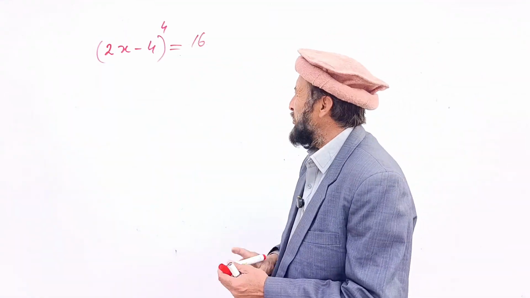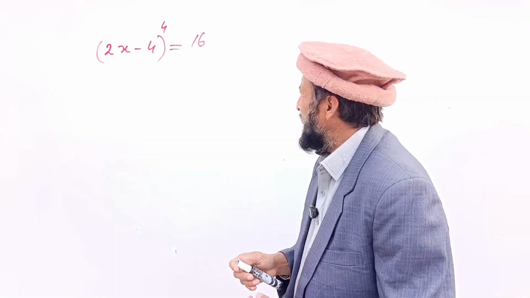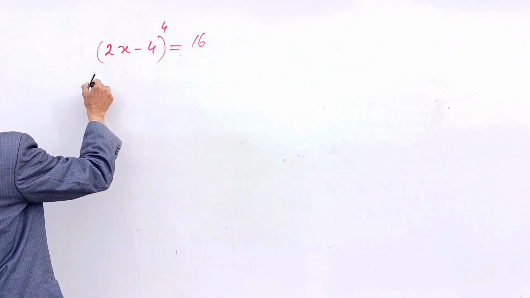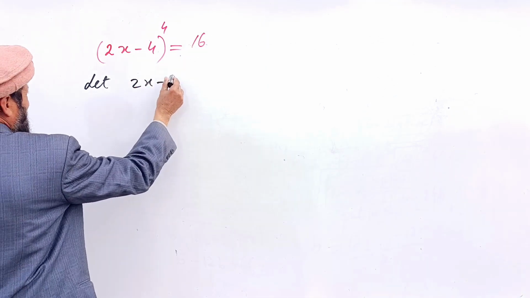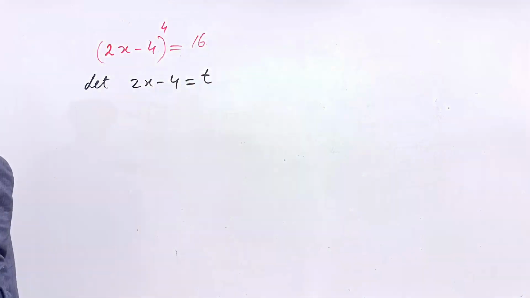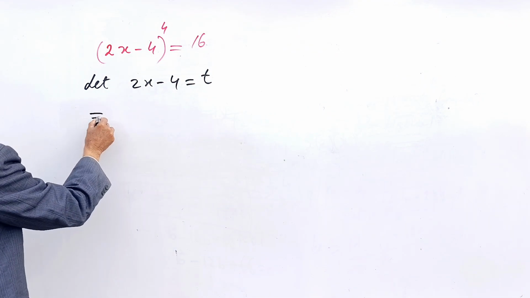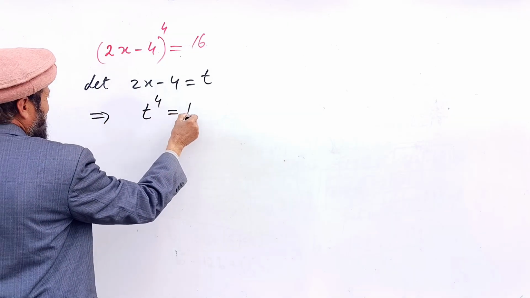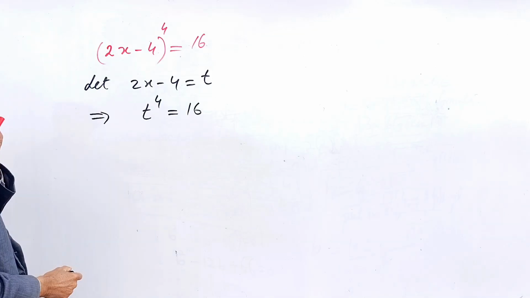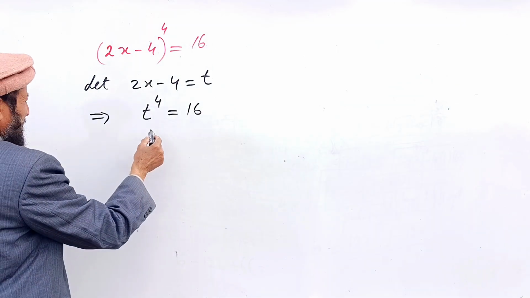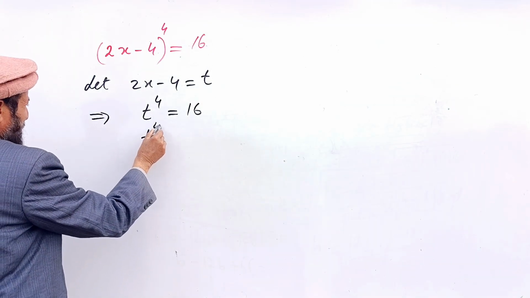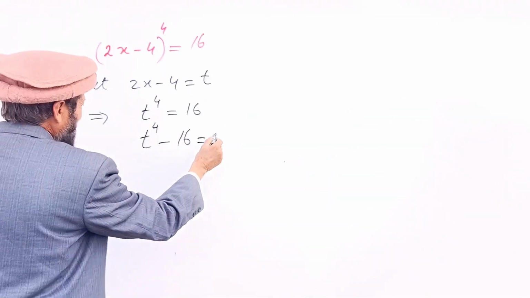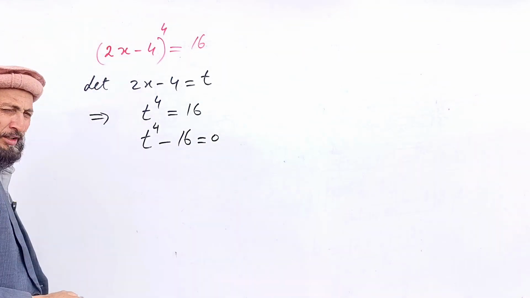First of all, we use the substitution method. Let 2x minus 4 is equal to t. Now we replace it in the original question, and we get t exponent of 4 is equal to 16. Now according to the rule, we can write t to the power 4 minus 16 is equal to 0. Now we make the formula.